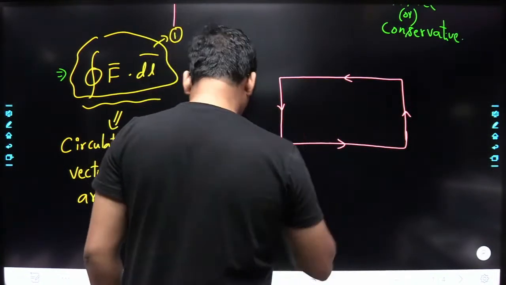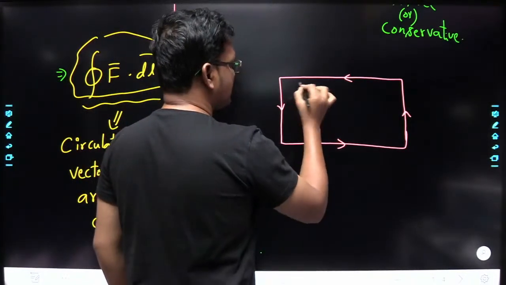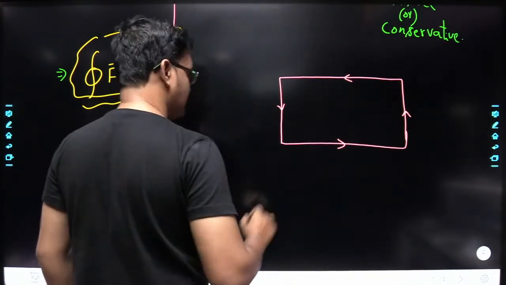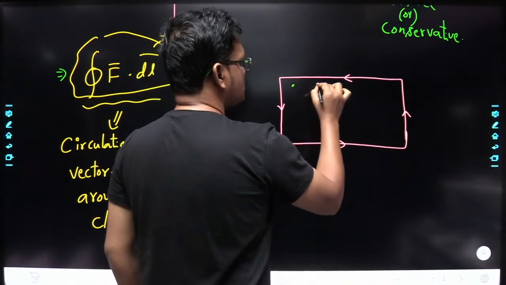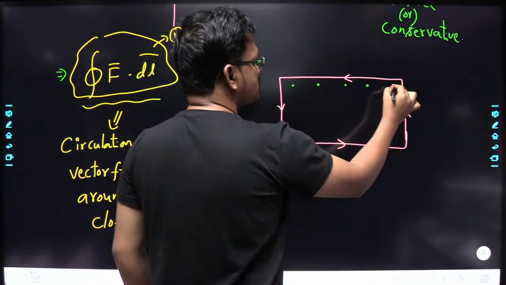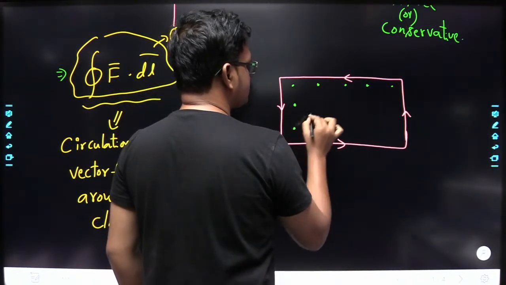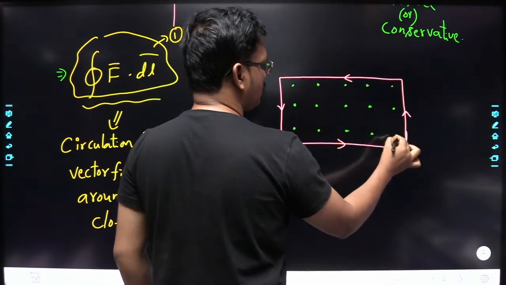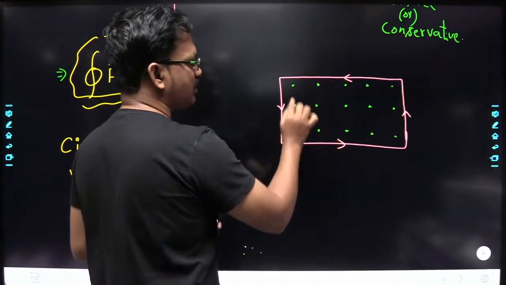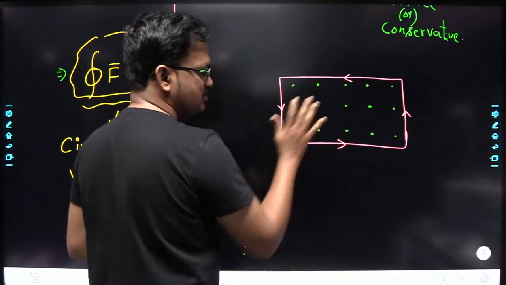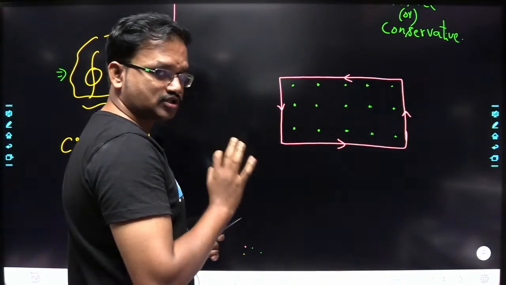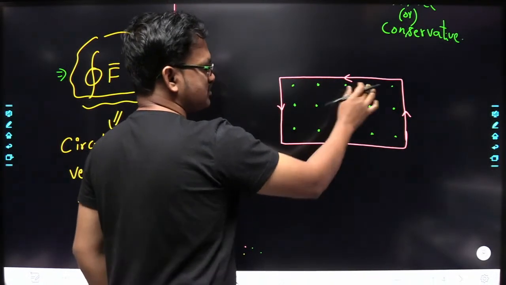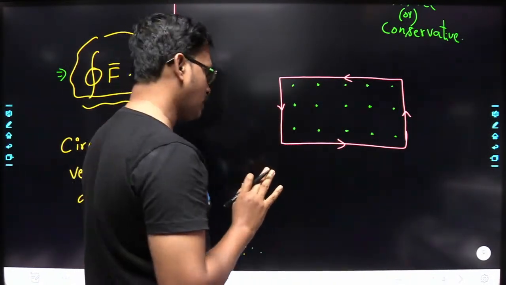Now I can represent that source distribution as many sources that are distributed throughout this surface. In this manner I can represent that source distribution. Each and every point source is a source of the circulating field.